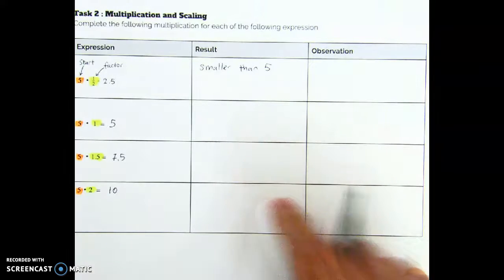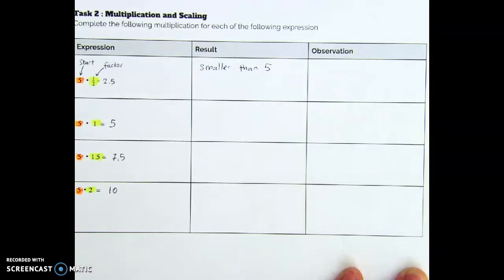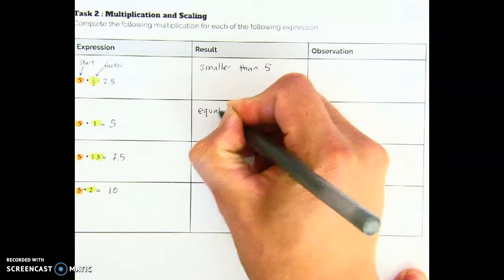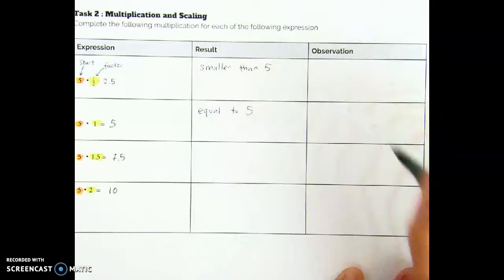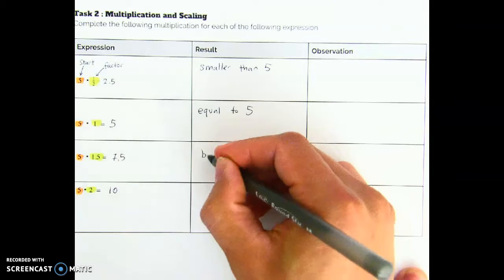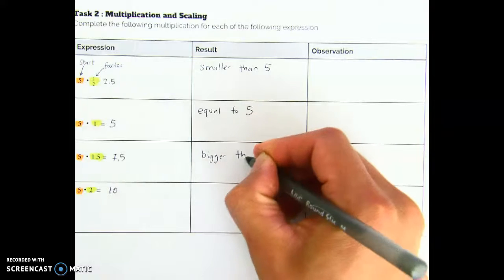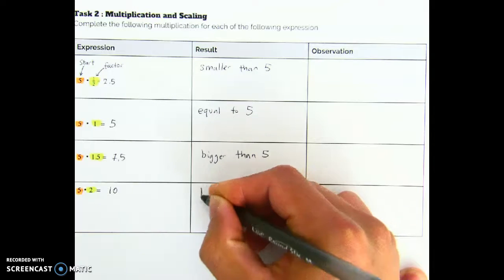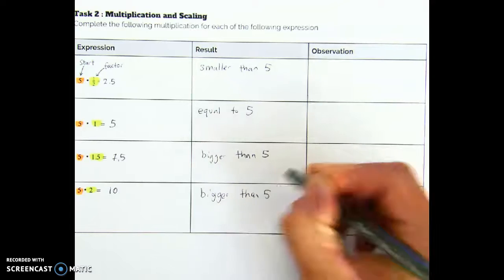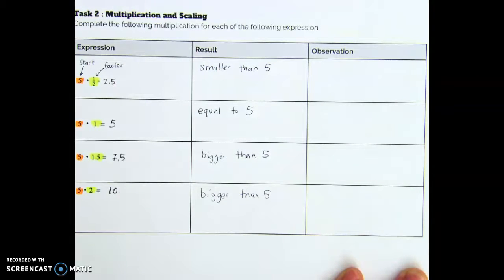See if you can answer the rest of these on your own. Pause the video and unpause when you're done. Great. You should see that the first one is equal to 5. And then for these last two, 7.5 and 10 are both bigger than 5. Go ahead and make sure that you have all of these answers.